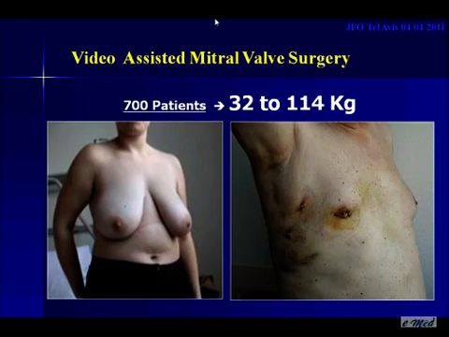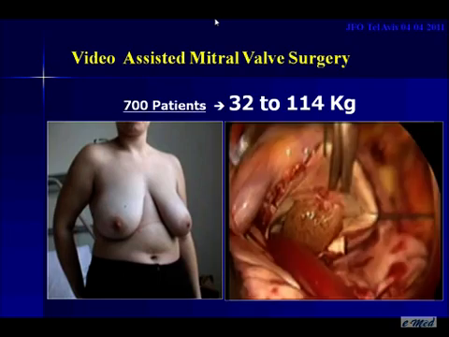Here you see this incision. It's just the size of the nipple. This patient had a small myxomatous tumor. And here the technique is simple. So you need only a very small incision.